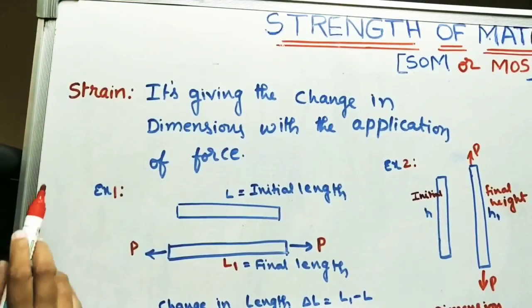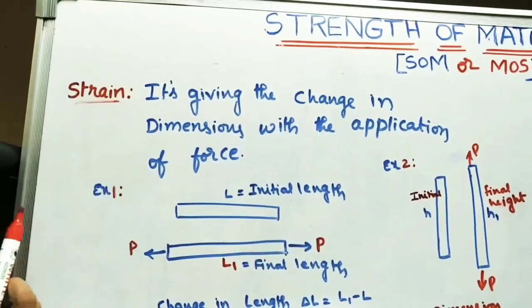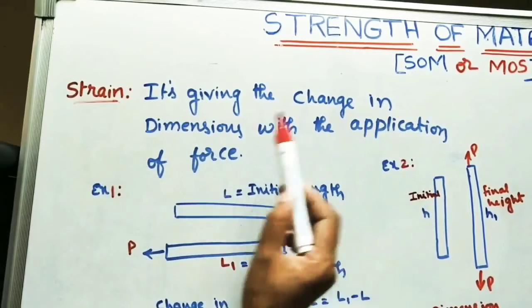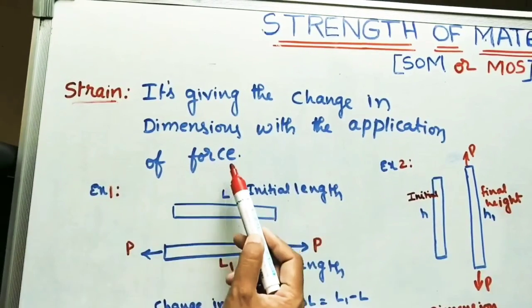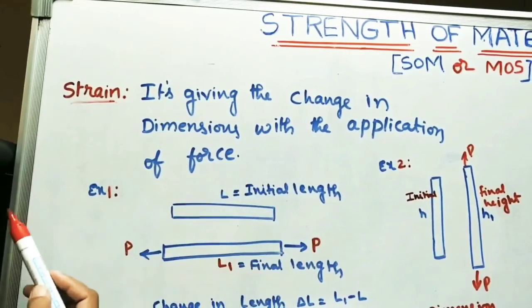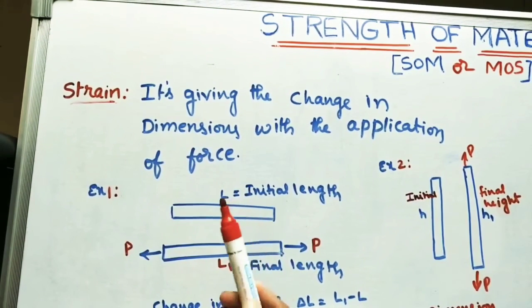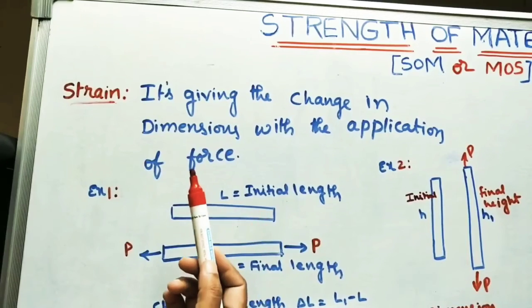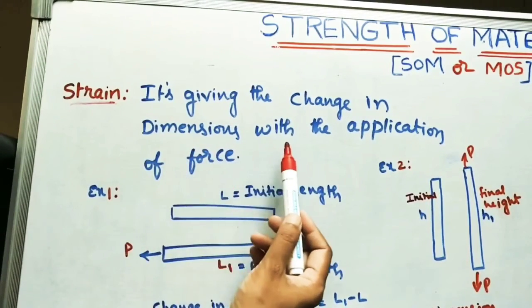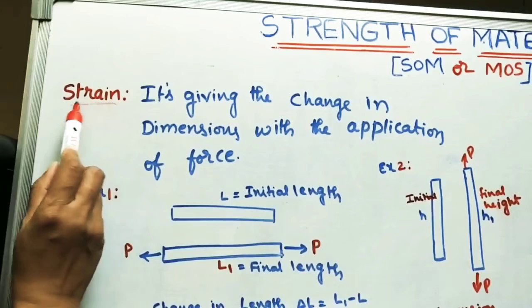Now in this class, let us take strain. Strain means it is giving the change in dimension with the application of force. Whenever we are applying forces on a given body, its dimensions are changing according to the type of force. Because of it, the change in dimension can be measured by using the strain.